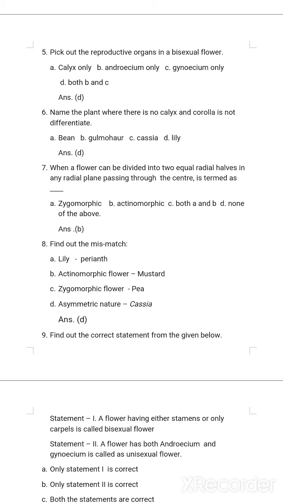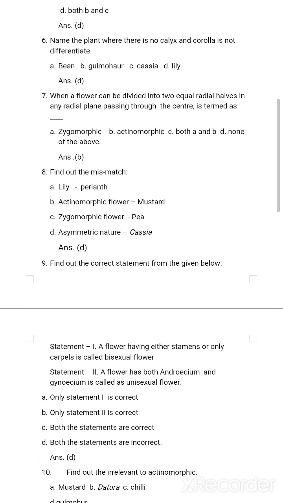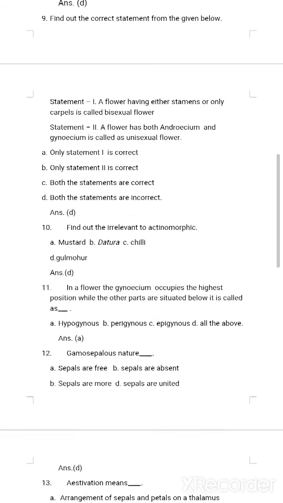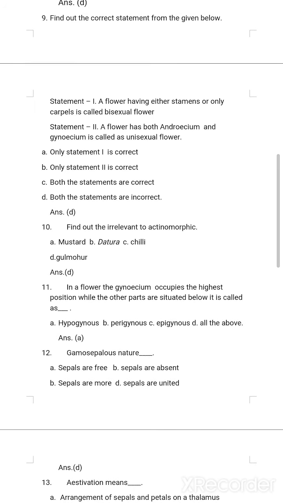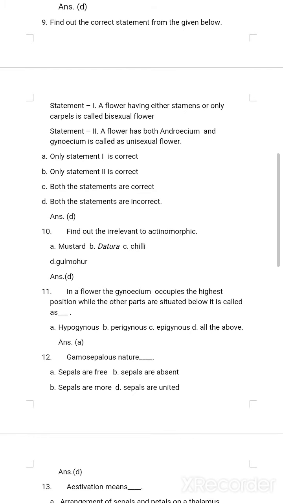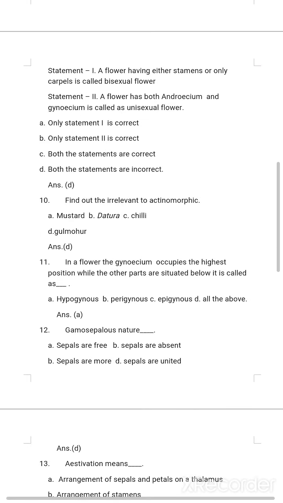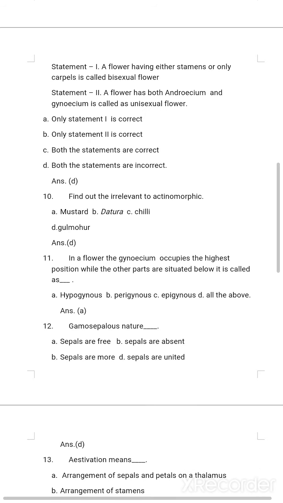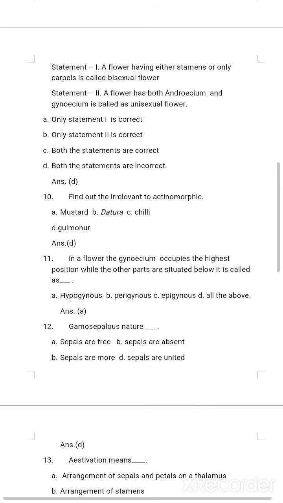Next, ninth question. Find out the correct statement from the given below. Statements based question, very important for competitive examinations. Now let us see the first statement. Statement 1: A flower having either stamens or only carpels is called bisexual flower. Statement 2: A flower that has both androecium and gynoecium is called unisexual flower.